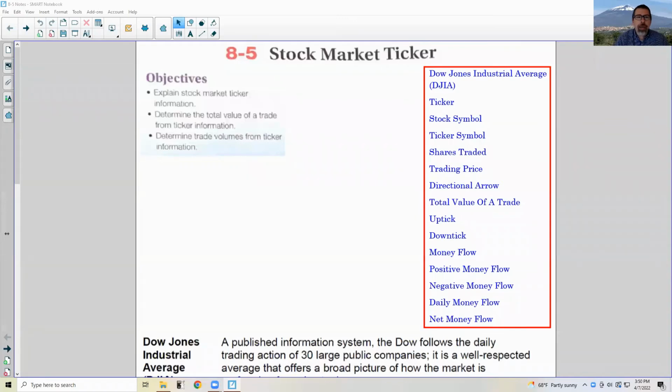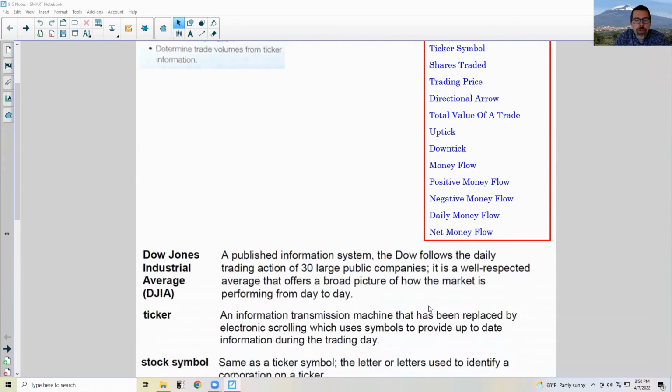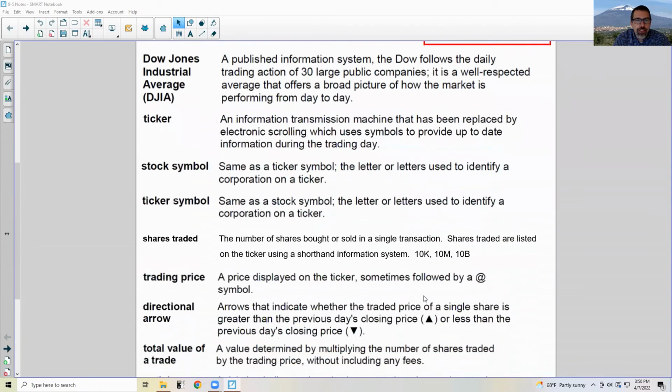Okay, today we're going to do Chapter 5, Stock Market Ticker. The objectives of this lesson are to explain stock market ticker information, determine the total value of a trade from ticker information, and determine trade volumes from ticker information. There is a whole load of vocabulary words, so let's just get into it.